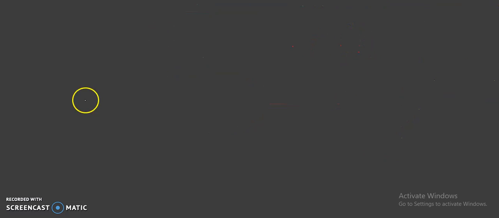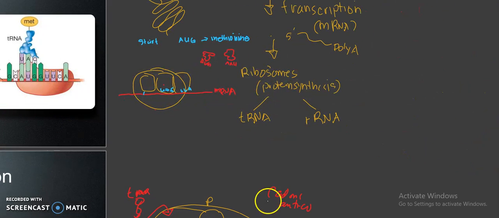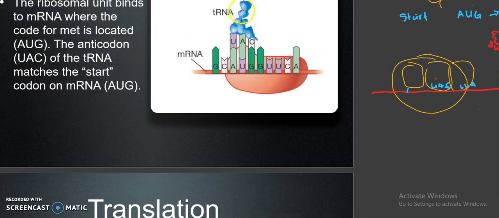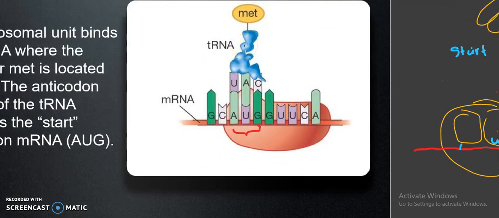So the transfer RNA looks like this. This is the tRNA and this is the code like this, and this is now the amino acids attached after they are being expressed. So the ribosomal units bind to mRNA and code for methionine located in the anticodon. So this is now, I will use this one, AUG. It starts with here because this is a start codon.